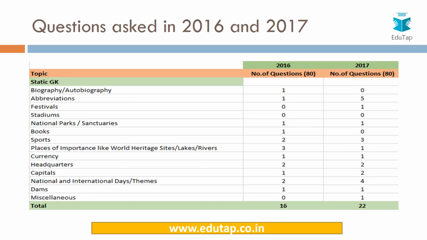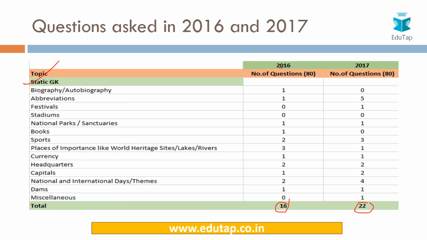Now we shall have a look at the number of questions that were from the static GK part. So in the year 2016, we saw a total of 16 questions that found its place in the paper, and in 2017 there were a total of 22 questions.